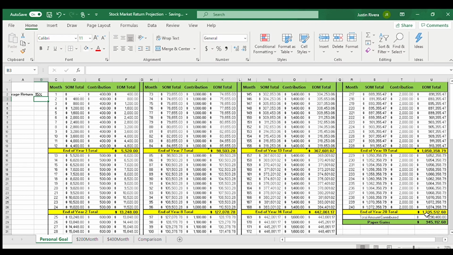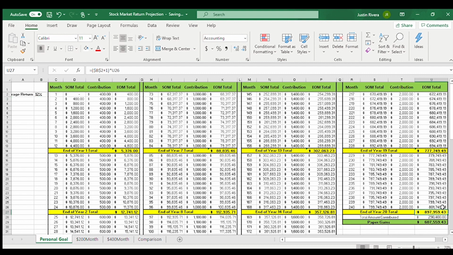You can see at the bottom here at the end of year 20, I've got 1.2 million if I average a 15% return every year for 20 years. But if I drop that to 12%, we'll see that drops down to just about 900,000. So go ahead and play around with this.